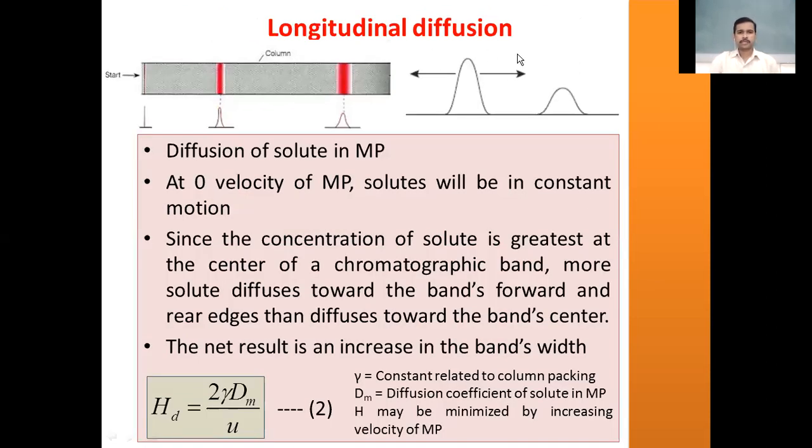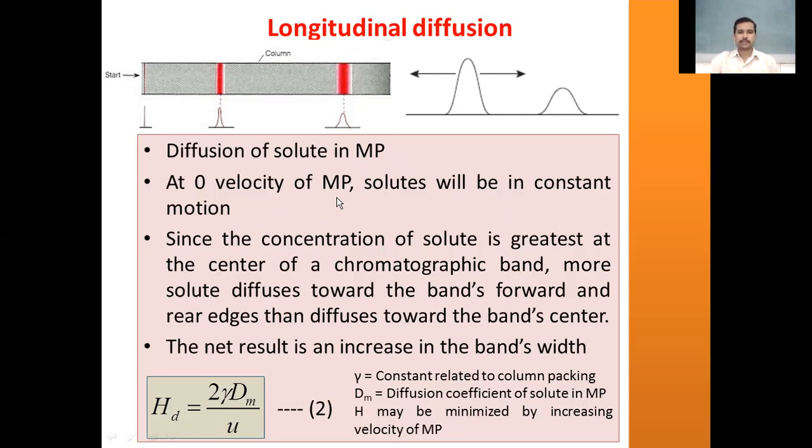And the second one is longitudinal diffusion. Longitudinal diffusion indicates the transverse nature of the solute through the chromatographic column, that is, how the solute molecules are going to diffuse in the mobile phase. So this is what longitudinal diffusion is. Say, for example, if the mobile phase is stationary, meaning it is not moving.